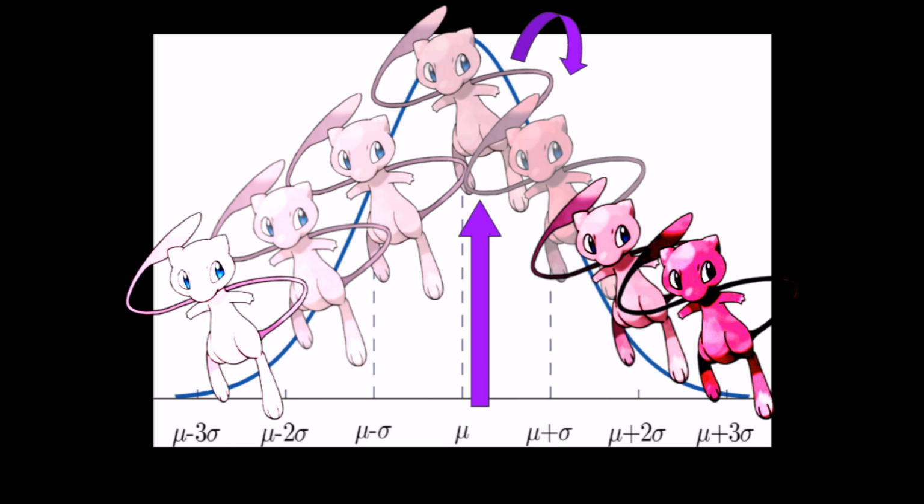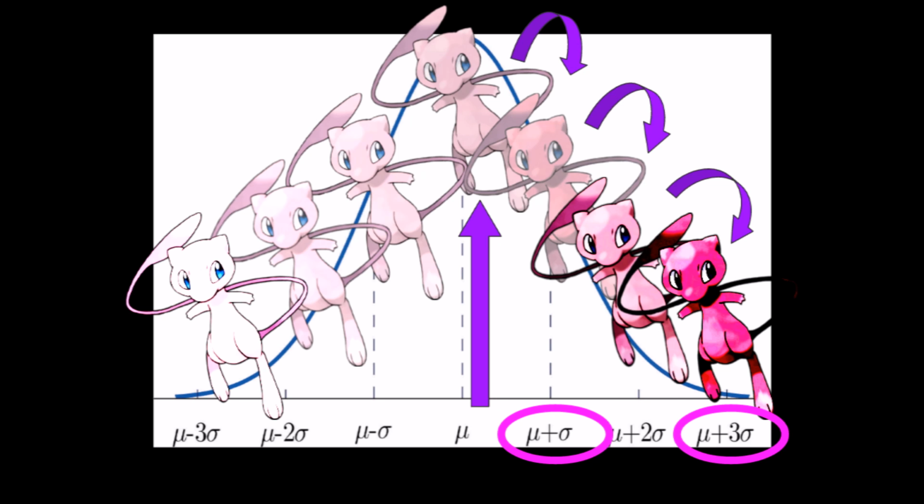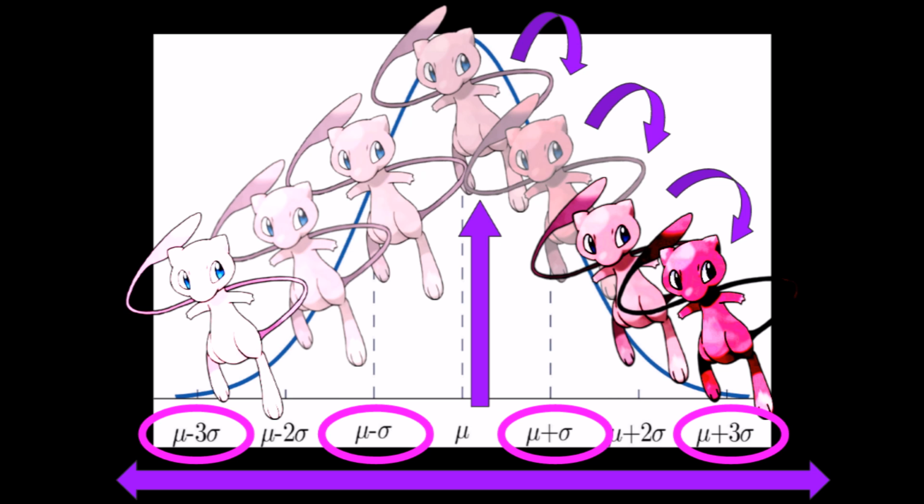Now, the mus that are 1 standard deviation away don't differ much from the original mu, but 2 and 3 standard deviations away differ considerably. 3 standard deviations above is a lot more pink than 1 standard deviation above, while 3 standard deviations below is a lot less pink than 1 standard deviation below. So, the more intervals away these mus are, the less like the original mu they are, and the more their coat color deviates from the mean.